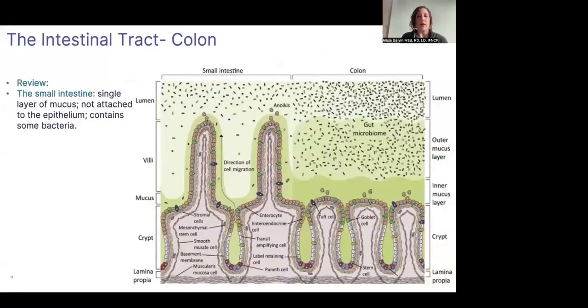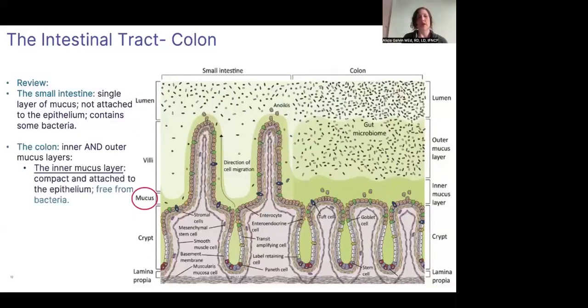All right, so going into the colon now. So we've talked about the small intestine. We looked at a couple of differences in anatomy. So now let's look at the colon. And just as a review, again, that single layer of mucus in the small intestine is not attached to the epithelium. It might contain a few bacteria, whereas in the colon, you have that inner and outer layer. And the inner mucus layer is completely free from bacteria. So if you look over here, you'll see that there aren't any bacteria in this innermost part of the mucus layer. Whereas the outer mucus layer is a little bit more free flowing, and it does contain some bacteria, not as much as what would be in the lumen, but there are still some bacteria that can be found in that outer layer.